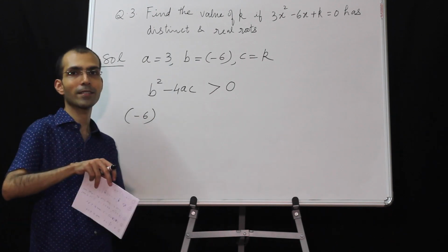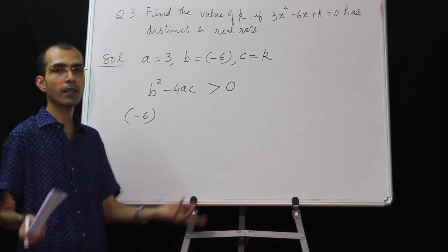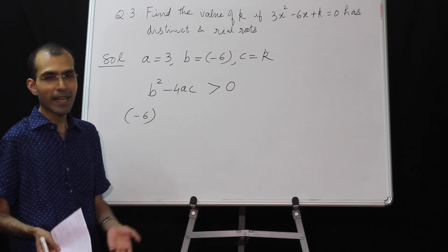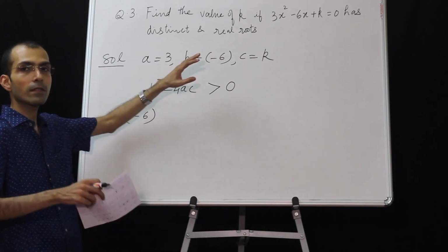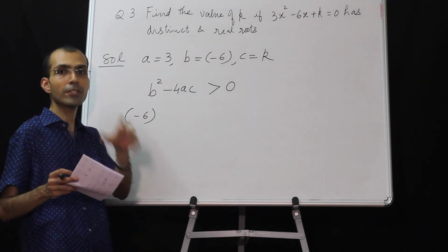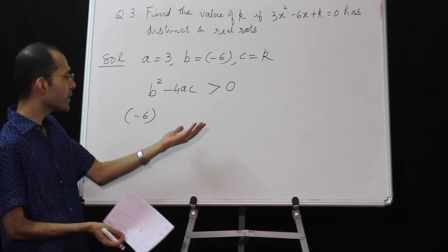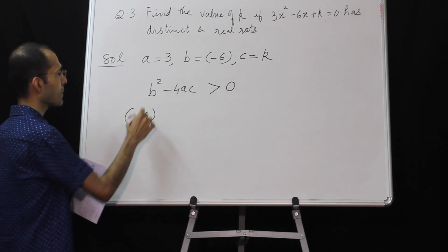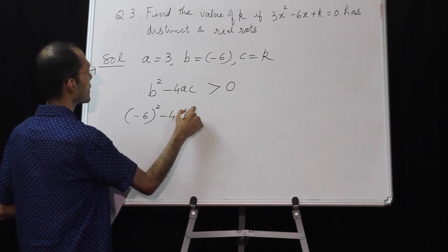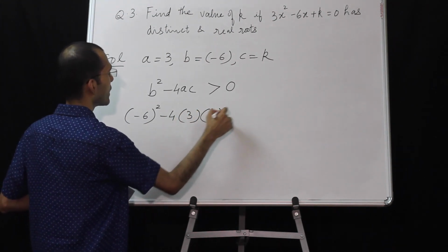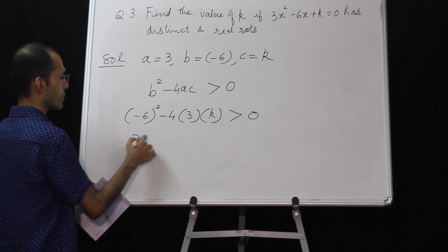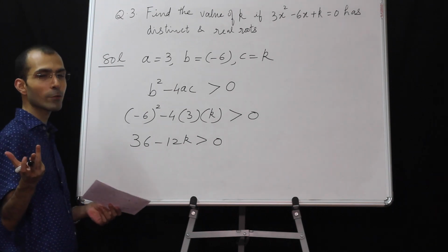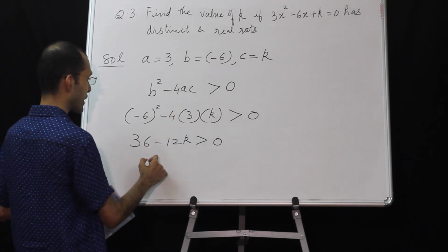There we had to find the nature. So we could never say b square minus 4ac is equal to 0 or is it greater than 0, because that is what we have to find and then decide. Here the roots are already given, the nature of roots is already given. So we need to use that condition. So b square minus 4ac will be greater than 0. So (-6) square minus 4 into 3 into k is greater than 0. So 36 minus 12k greater than 0. Now you very well know in inequations, you have done this topic. So we will use that.